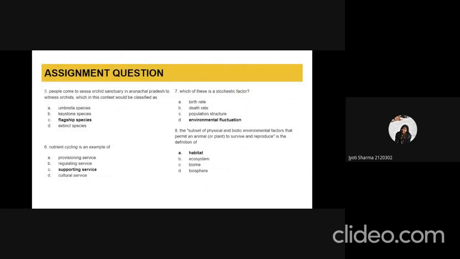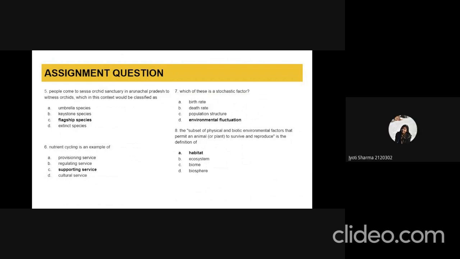Then you people know about umbrella, keystone, and flagship species. If there is a doubt, you can ask me. Kuldeep, do you know what is umbrella, what is keystone, and what is flagship species? Because you were doing something, so that's why I'm asking you. Ma'am, I only know about the flagship one. Okay, so what's the flagship? Ma'am, flagship is the one that is known to everyone, very cute, where we have more human attention, more popular species, right?